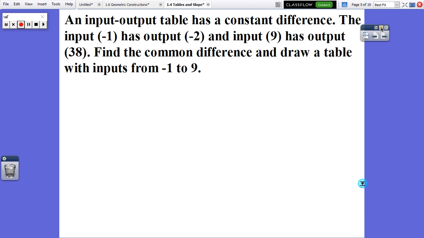Okay? So again, an input-output table has a constant difference. The input negative 1 has output negative 2, and the input of 9 has an output of 38. Find the common difference and draw a table with inputs from negative 1 to 9. So again, I'm going to give you guys a couple of minutes to work on this, see if you guys can figure it out. Go ahead and pause the video to take a little time, and then when you come back, we'll work the table together.